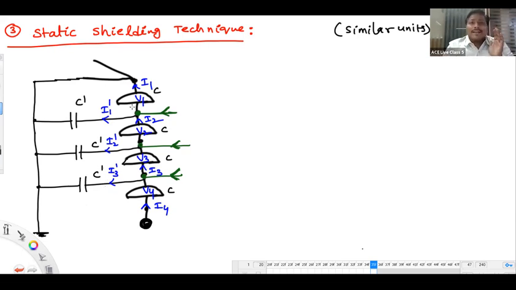Such that we will get the currents I1, I2, I3, I4 as equal and voltages V1, V2, V3, V4 also equal, and we will get the efficiency equal to 100% here. Following, all of you?